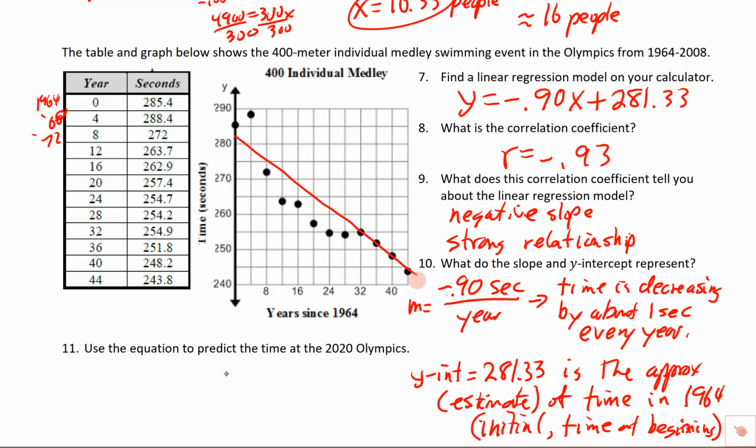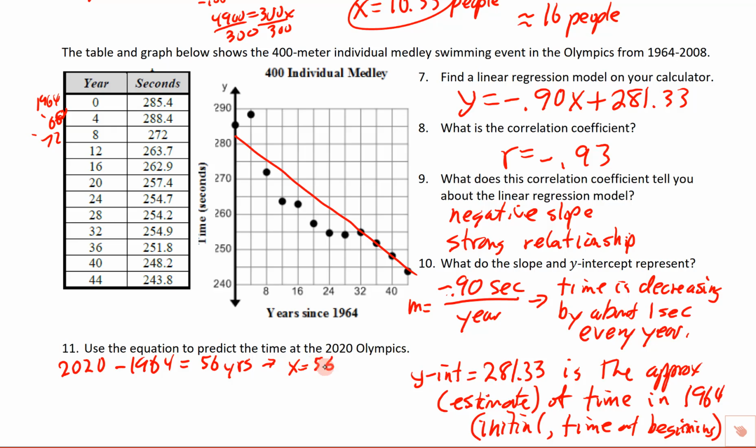Okay, now the last part on this side says use the equation to predict the time at the 2020 Olympics. Well, for the 2020 Olympics, we'd have to take 2020 and subtract 1964 to figure out how many years that is. So that's going to be about 56 years. Now, the fact that this is years tells us that x is going to be 56.